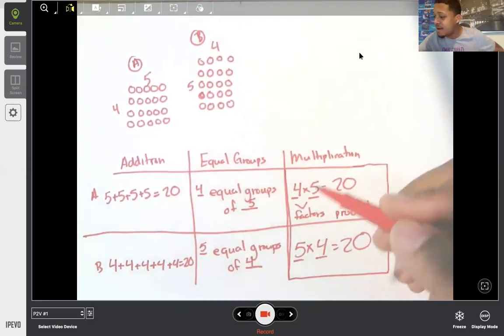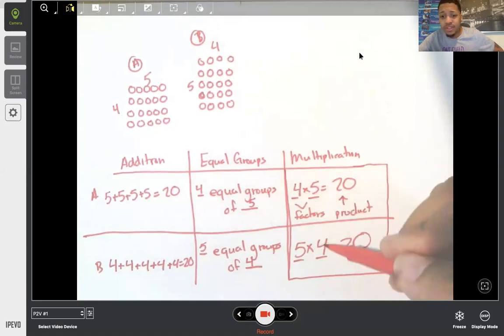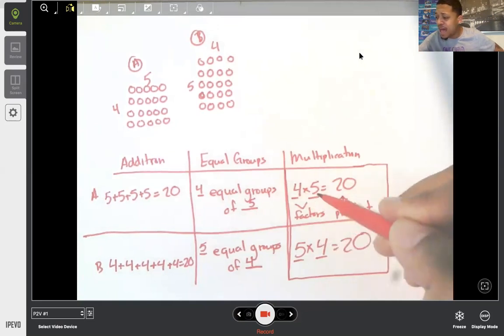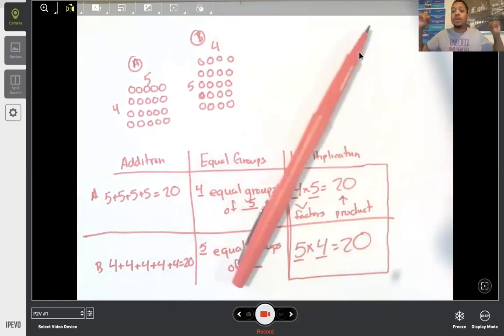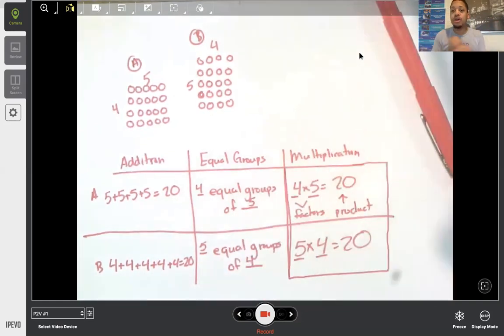If you see, 4 moved to the slot here and 5 moved to the slot here, or became my first or second factor. So when we switch the factors around, we can get the same product. Rocketeers, I can't wait to see the work that you're going to do today by switching these factors around using the commutative property and getting the same product.